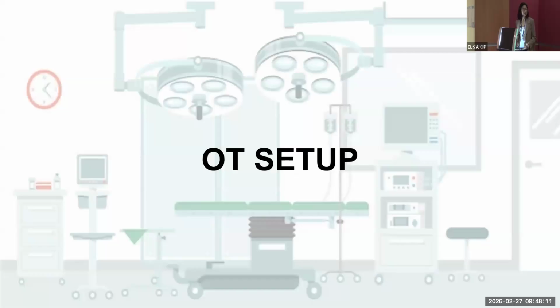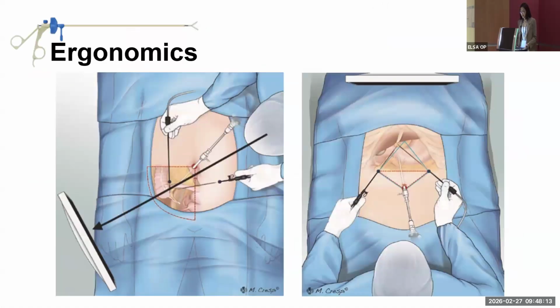Okay, we're almost done, huh? So for the OT setup, of course, we have to talk about ergonomics. So there's a principle that we have to follow. The surgeon, the field of concern for the operation, and the camera, I mean the video monitor, should be in one straight line. This is to enhance the operation for the patient as well and for maximum efficiency.